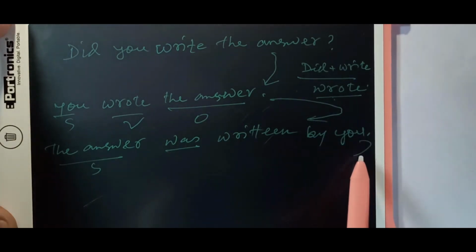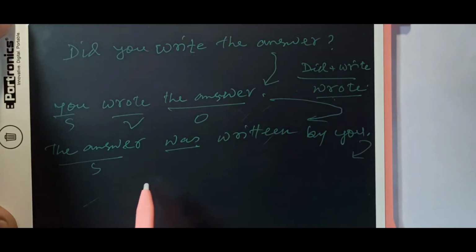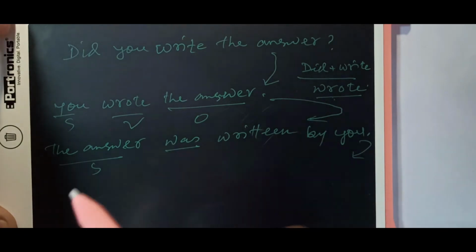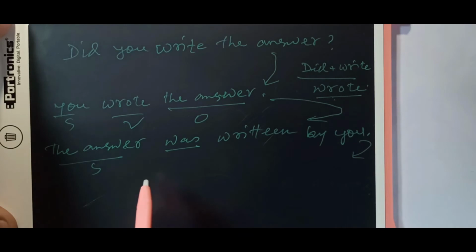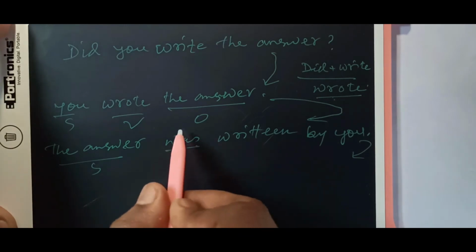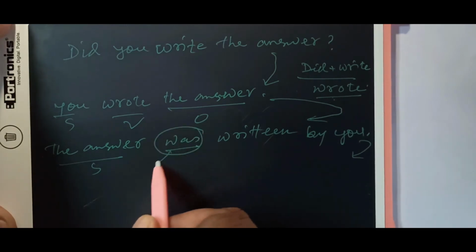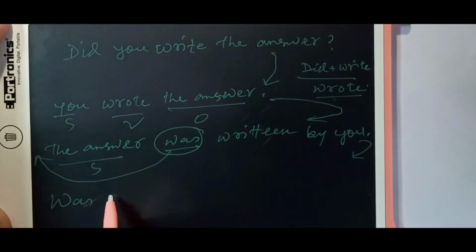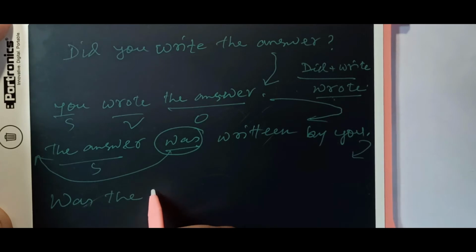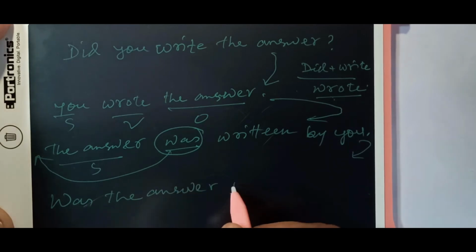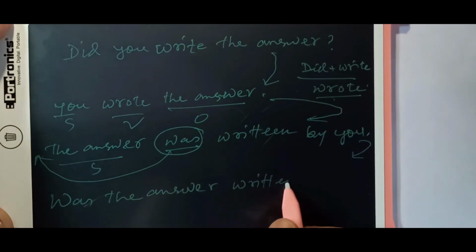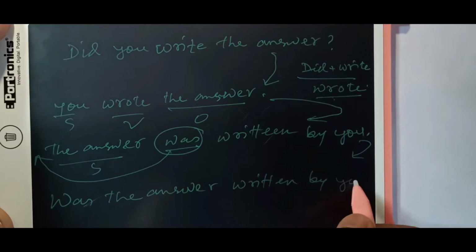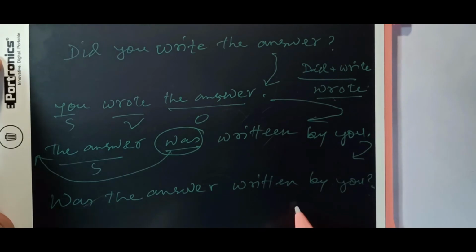Now from passive, in this sentence we are again going to turn from assertive to interrogative. So when we turn this sentence from assertive to interrogative, what happens? This we take out and put it here. So we write was, then what is there? The answer written by you. So this is our result. Okay, I hope you have understood it.